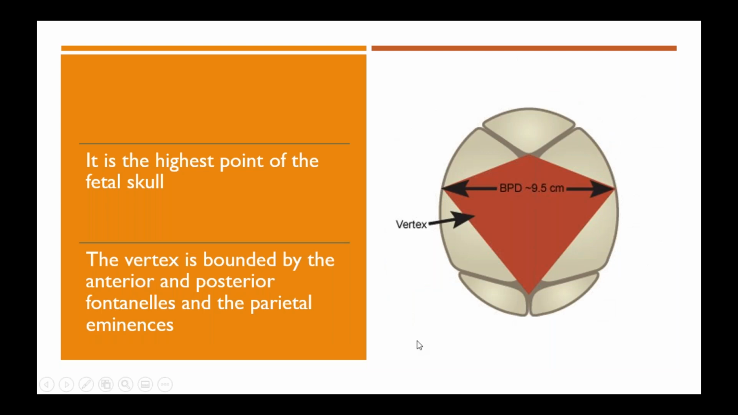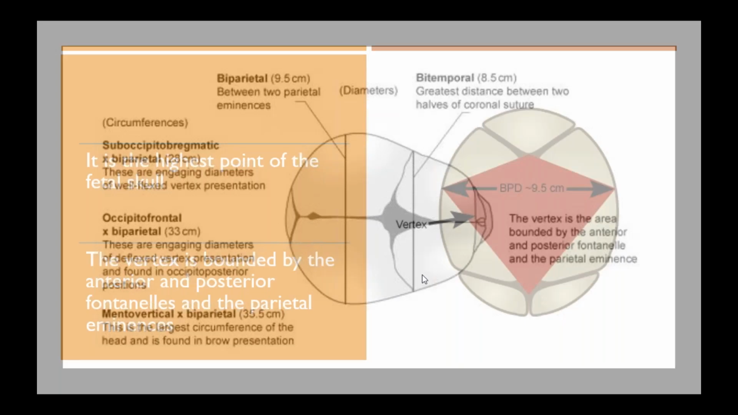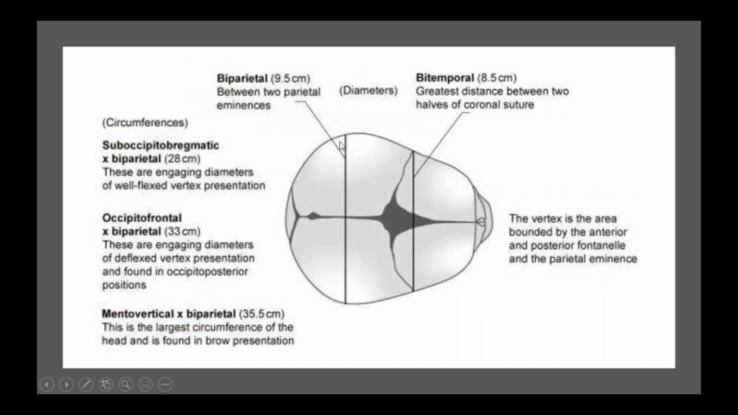Yes, the vertex is the highest point of the fetal skull. The vertex is bounded by the anterior and the posterior fontanelles and the parietal eminences. Here you can see that the biparietal diameter is shown between the two parietal eminences. This is 9.5 centimeters. And there is a bitemporal diameter, which is the greatest distance between the two halves of the coronal sutures. So this is 8.5 centimeters. Now again, it is shown that the vertex is the area bounded anteriorly and posteriorly by the fontanelles and the parietal eminences. We should also know about the circumferences.